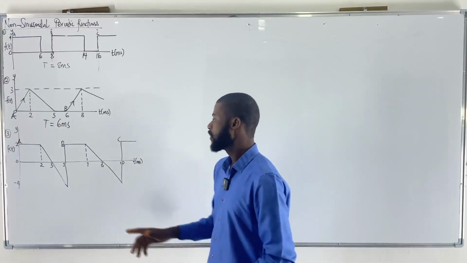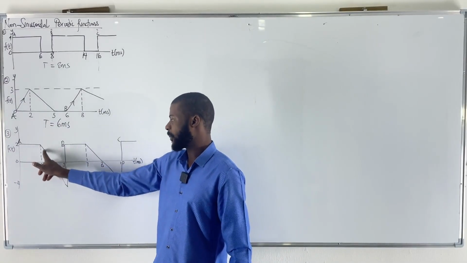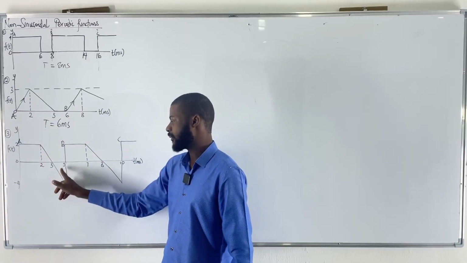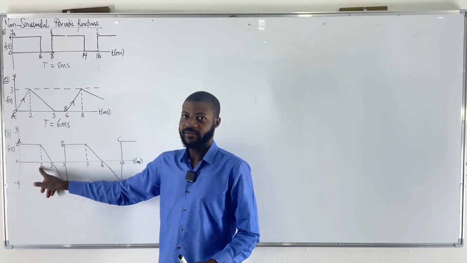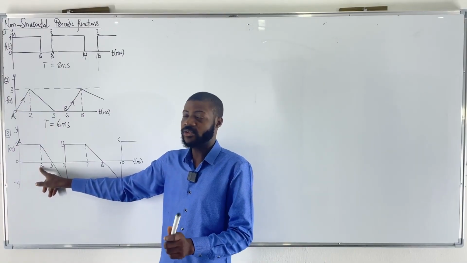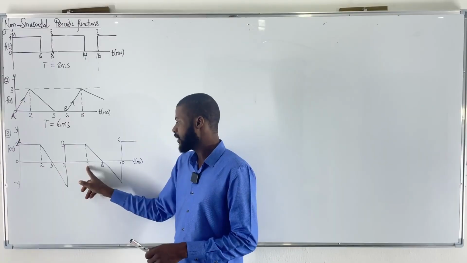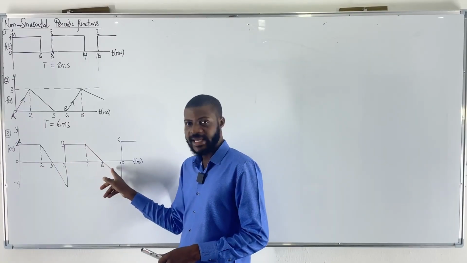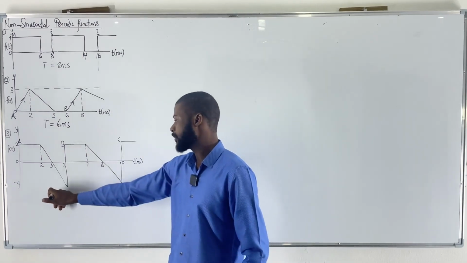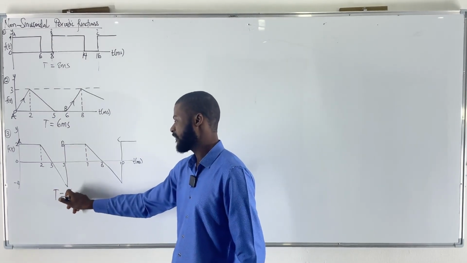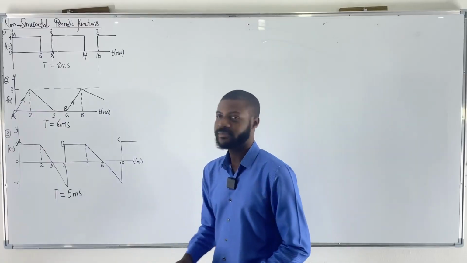Now let us see. When it was at 2, it started coming down, right? So since the period is 5, if I say 2 plus 5, because I'm adding multiples of the period, I'm going to get 7. Now at 7, did it come down again? Yes, it came down again. So it's repeating itself. So the period is equal to 5 milliseconds.